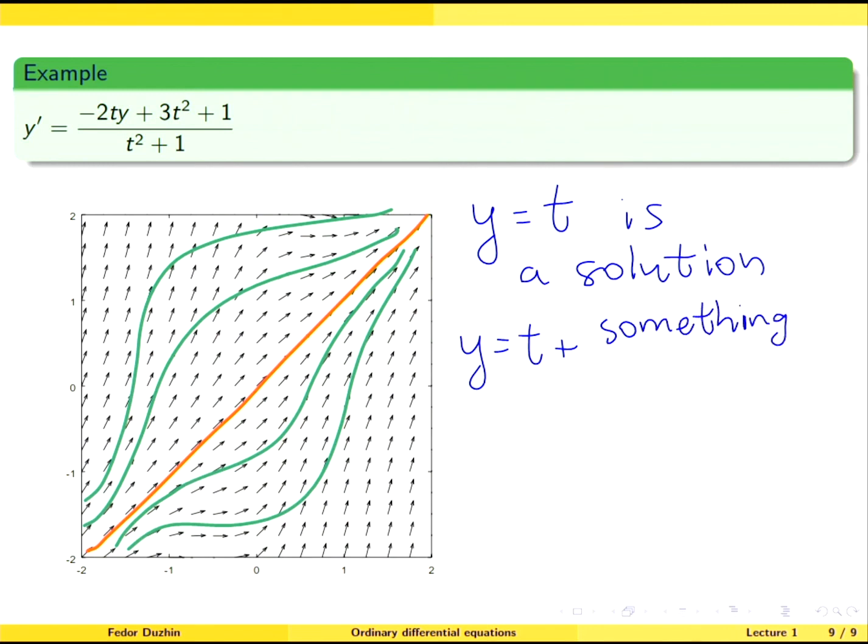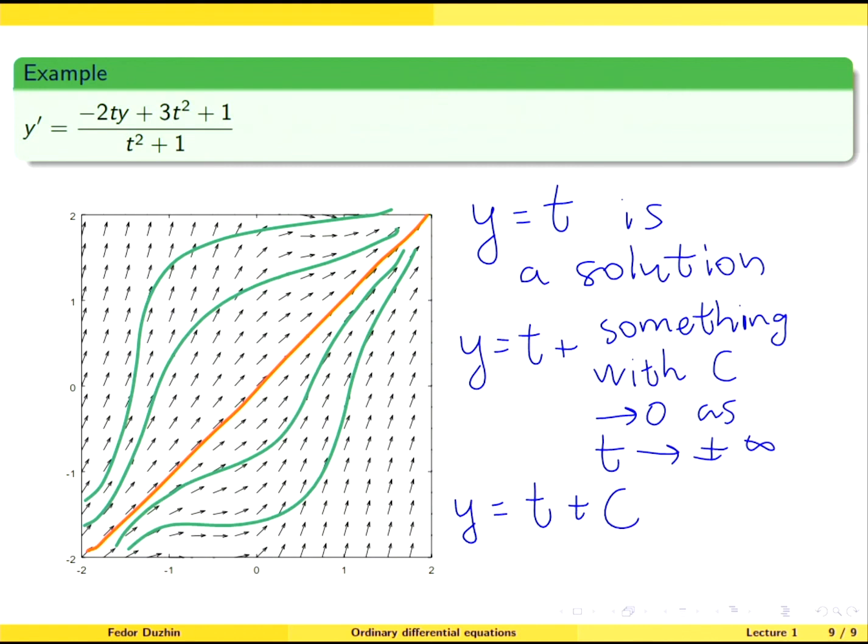that contains a parameter c. So I'll write with c, and this something with constant c, it has this property that it approaches 0 as t approaches plus or minus infinity. So which means that it could be something like y equals t plus c times, say, e to the minus t square, or t plus c times 1 over 1 plus t square, or something like that.